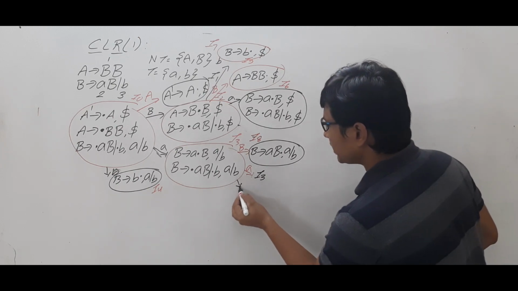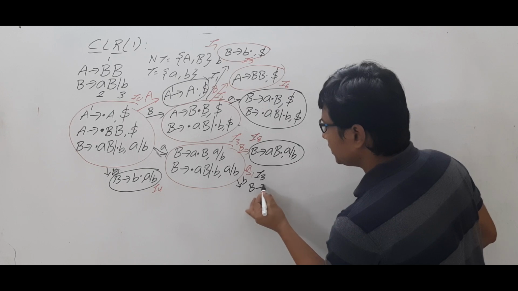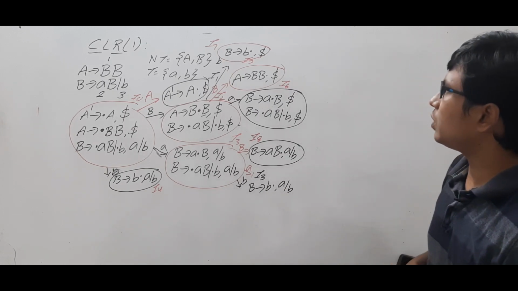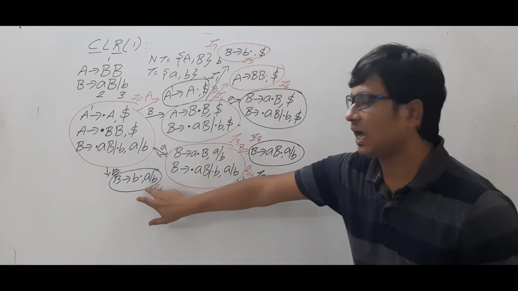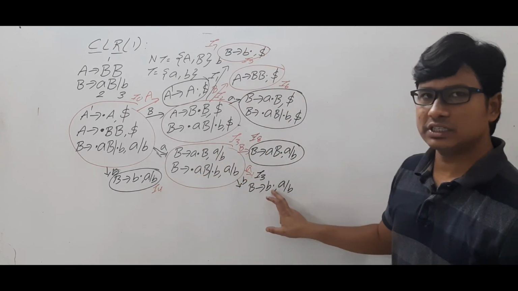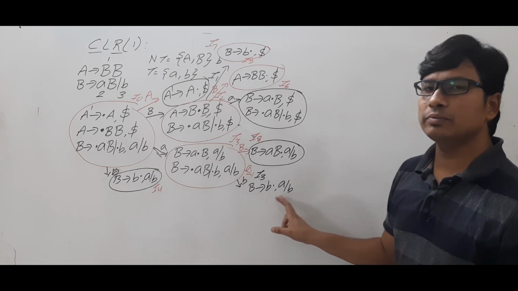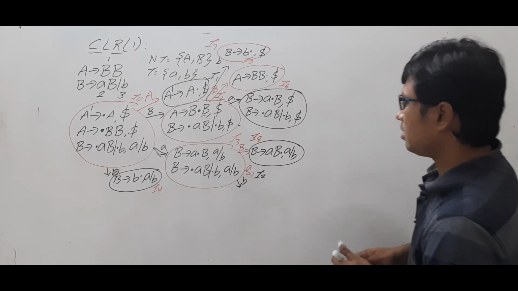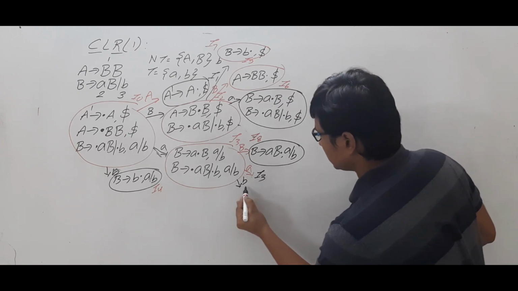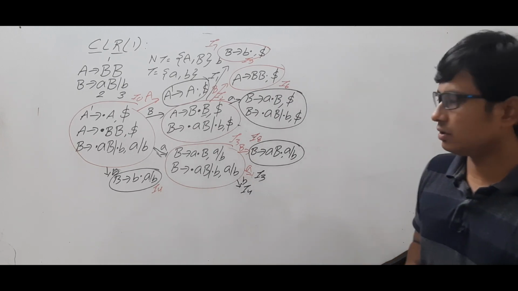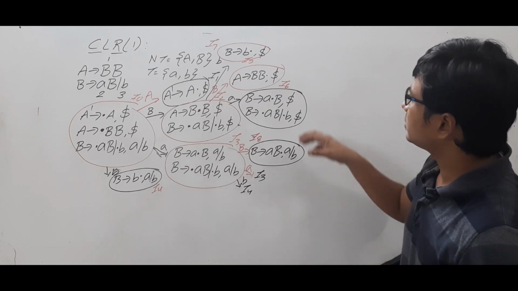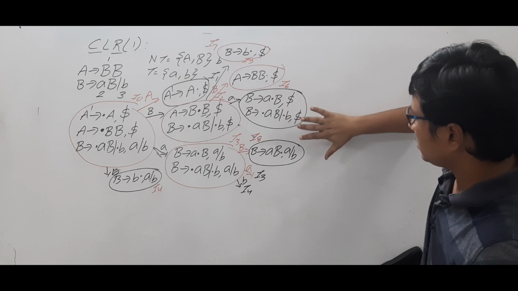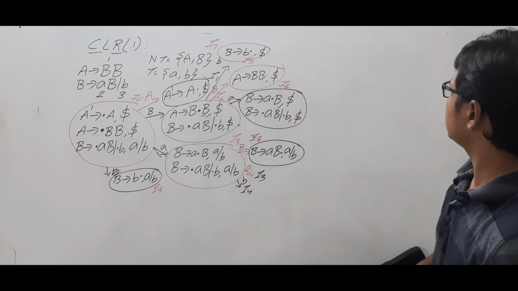And on small b, it will be B determines B dot A or B, which is equal to what? Which is equal to I4, because the production is same and the look ahead is same. So I can write this as I4. Okay. On B it was I4. This is I3. This is I4. Okay. Now what is left? I5 is completed. I7 is completed. I8 is completed. Now I6 is left.